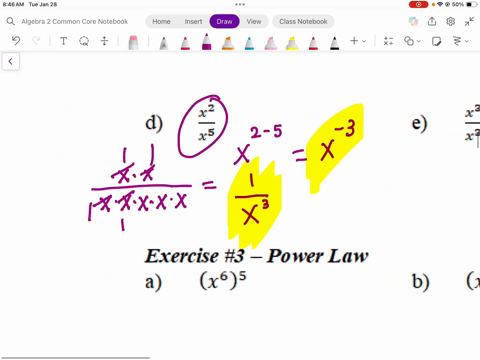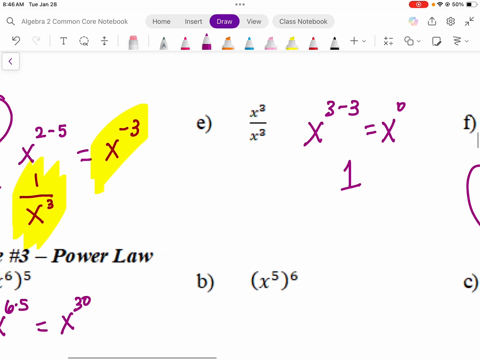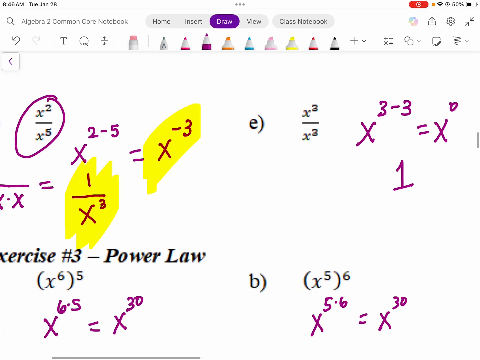Okay, so when we raise a power to a power, we multiply the exponents. So x to the 6 times 5 makes x to the 30. No big deal. X to the 5 times 6, x to the 30. Notice those two are the same. It didn't really matter which one was where, because they're 5 and 6, it doesn't make any difference.